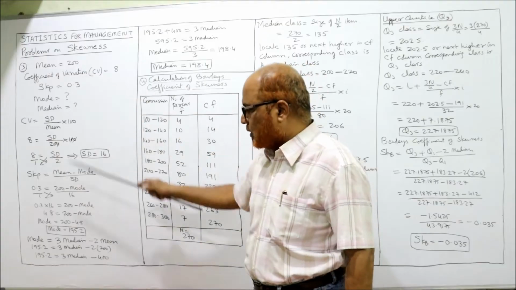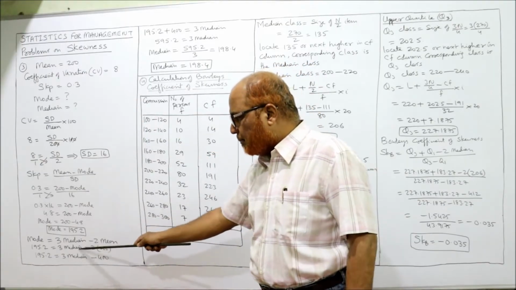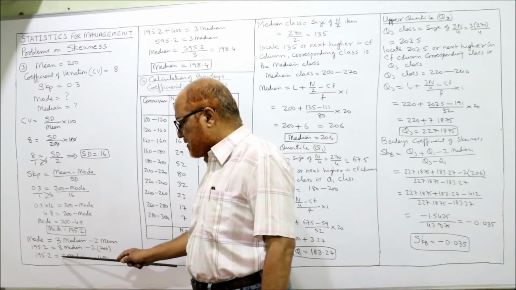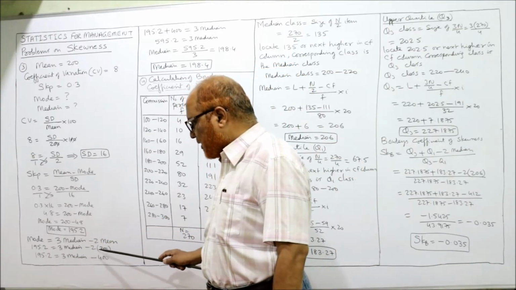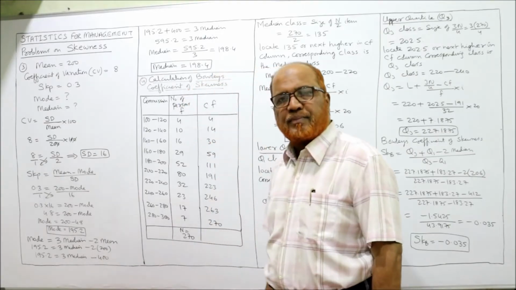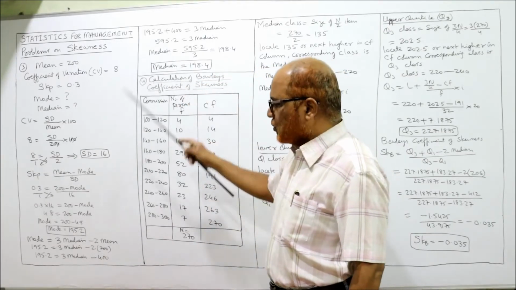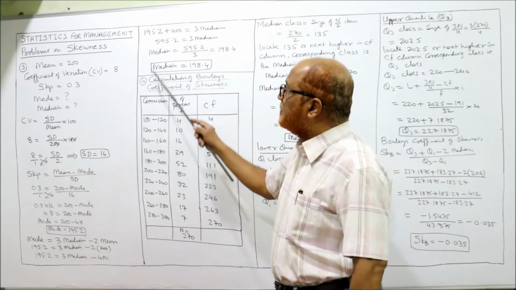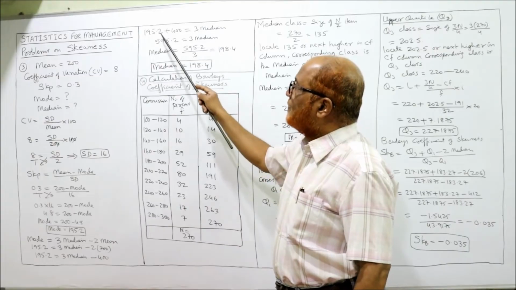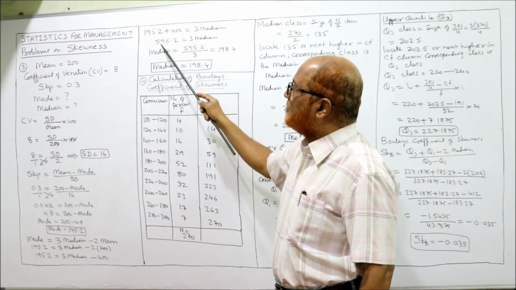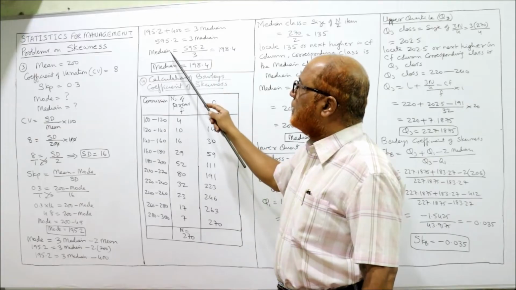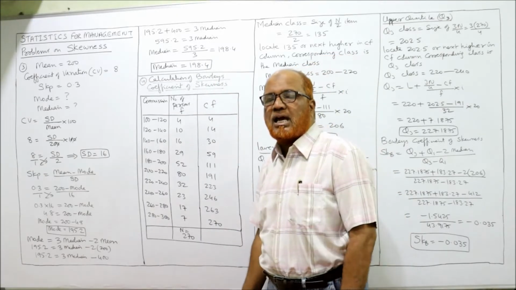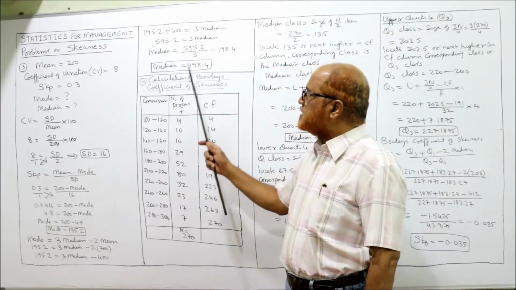Mean is given in the problem as 200. In the whole equation only the median is unknown, all other values are known. So 195.2 is equal to 3 median minus 200 into 2, which is 400, right? Now take this minus 400 to the LHS, so it will become plus 400. 195.2 plus 400, 595.2, is equal to 3 median. Median is equal to 595.2 divided by 3, you will get 198.4. This is the median.